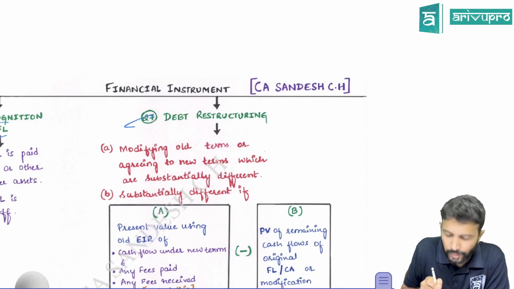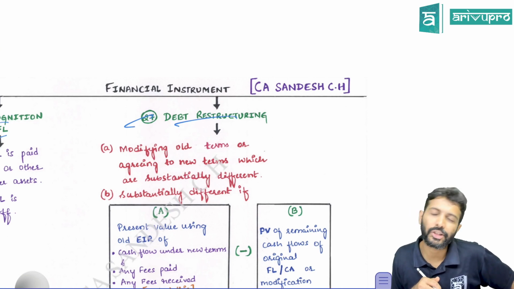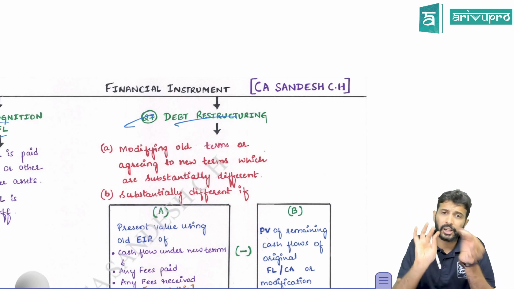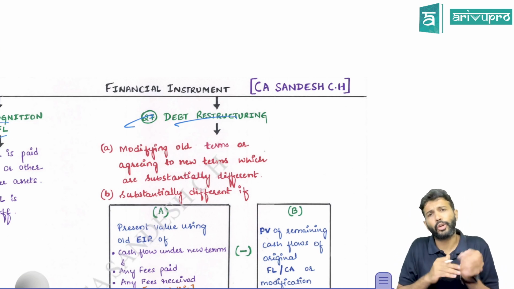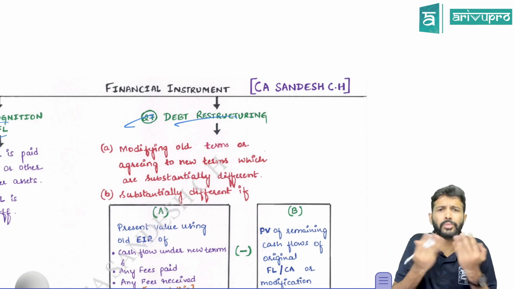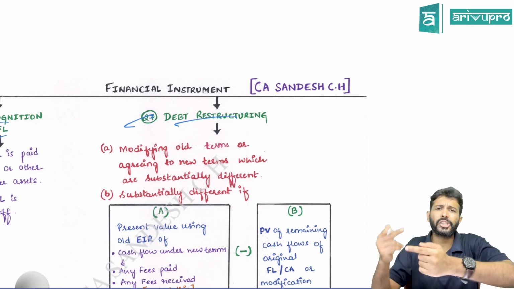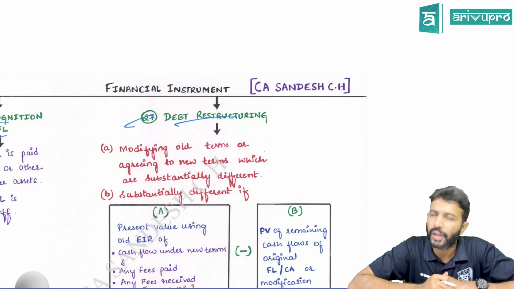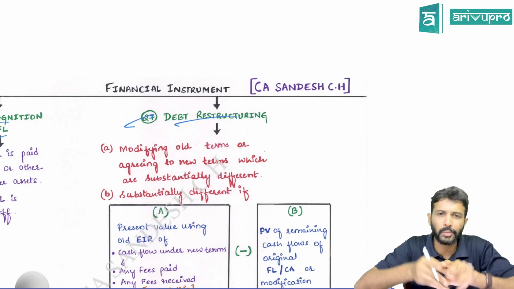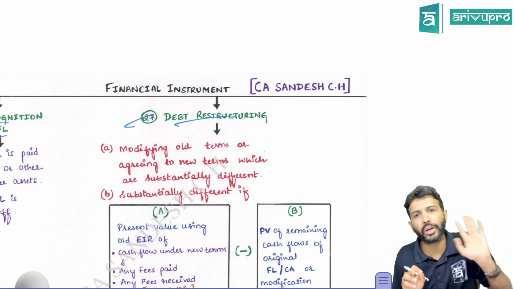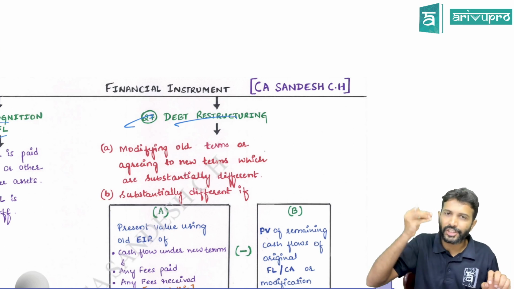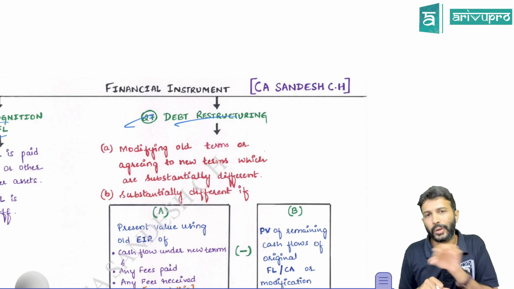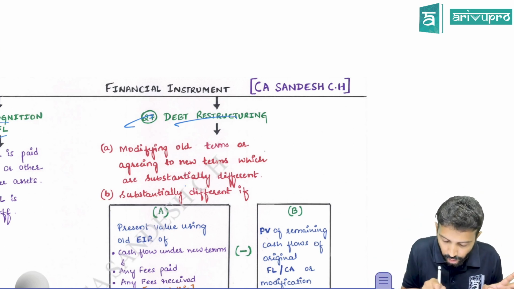All right. Next, we saw debt restructuring. Debt restructuring is an arrangement wherein some old terms of the loan we have taken change. Due to some financial difficulties, we are not able to honor the original terms, so we approach the bank and ask to change some terms. That is what we call debt restructuring, wherein some old terms have been changed and some new terms have been brought in. Since new terms have been brought in, we need to check whether these new terms are substantially different or not.